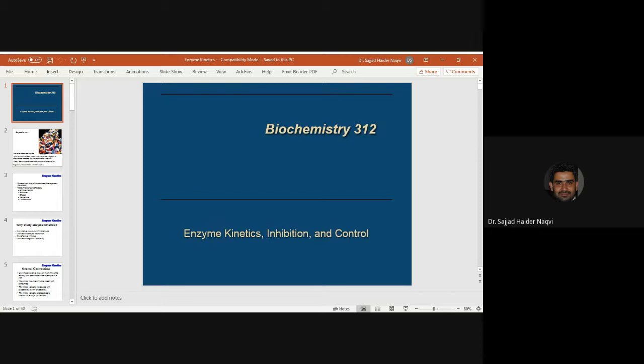What we are going to do today is discuss the mechanism, how enzymes actually work, what the kinetic model of enzyme activity is, how inhibitors affect enzyme activity, how different inhibitors and their modes of action differ from one another, and how we can control that inhibition as well.